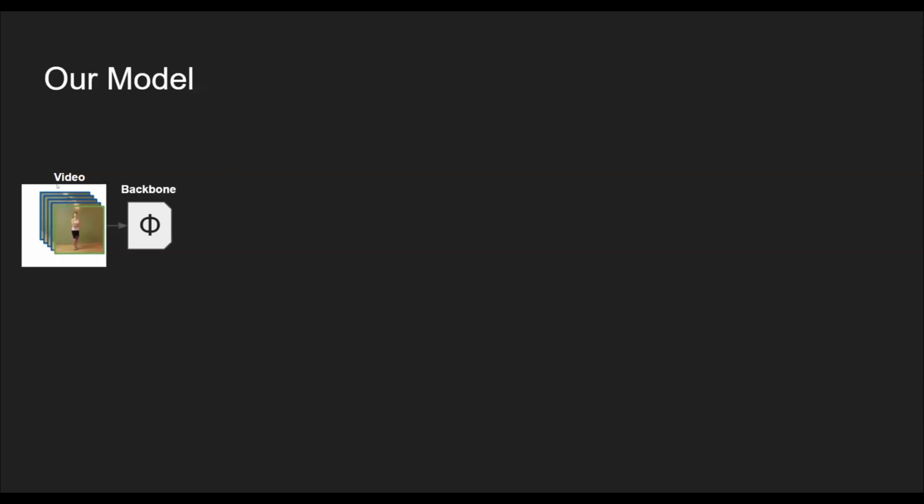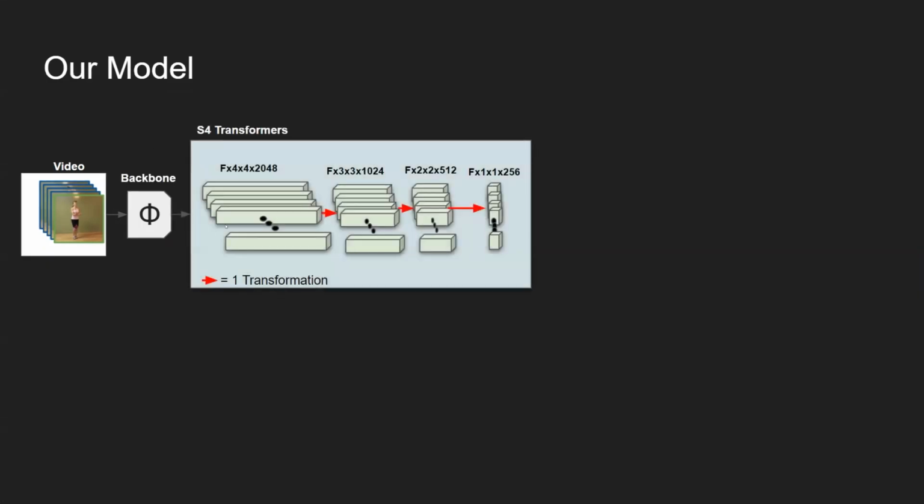Okay, so we uniformly sample the frames, and we send each of these frames through a frame encoder backbone. We try a ResNet 50 as well as a ViT backbone. Then here's the main portion of our model, which uses the S4 transformers to model the temporal information. So we have 3 layers of S4 transformers. Here, the first dimension is the frames. The second and third dimensions are the spatial dimensions. And the last dimension is the number of features.